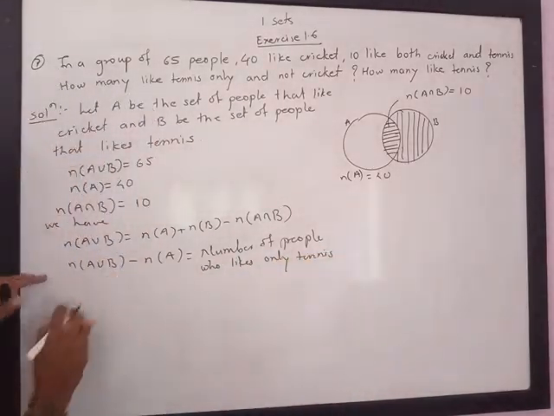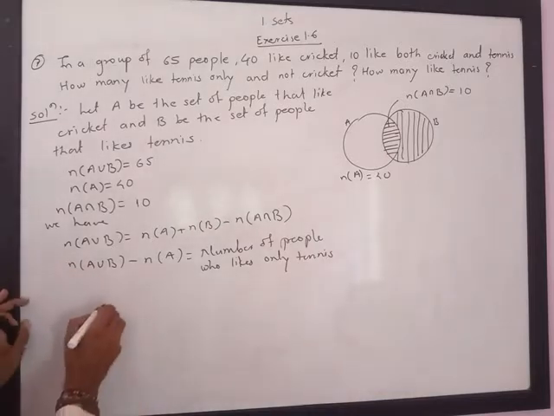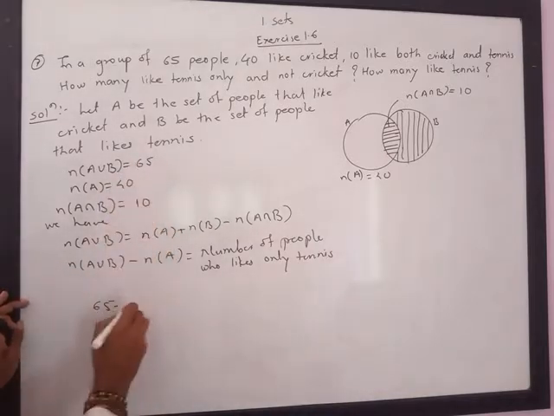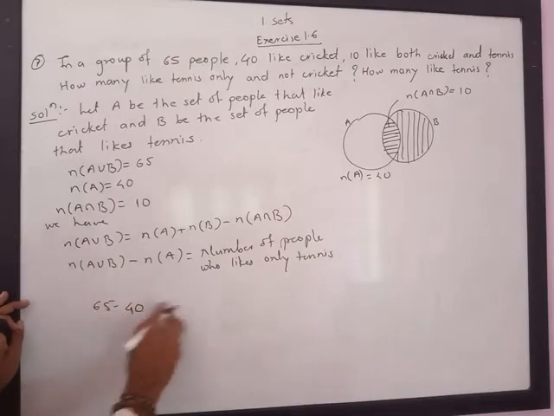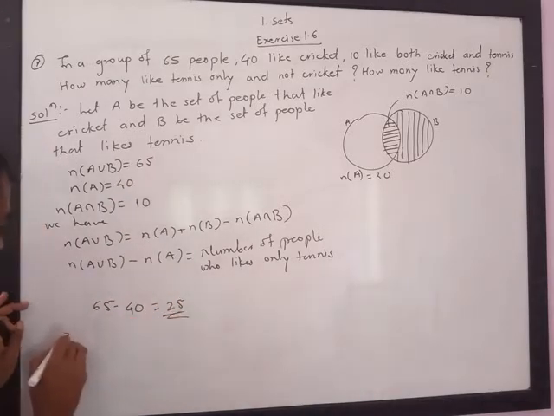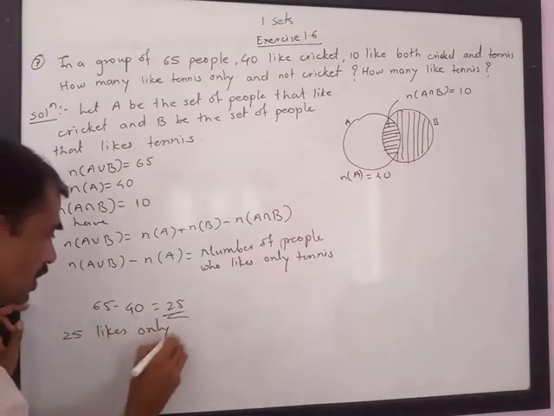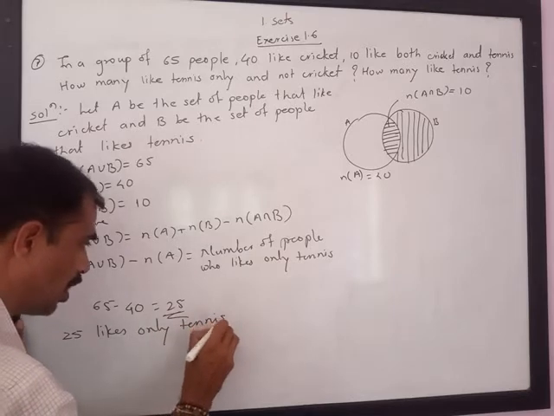So this is equal to number of people liking A union B, which is 65. 65 minus 40 is 25. So 25 people like only tennis and not cricket.